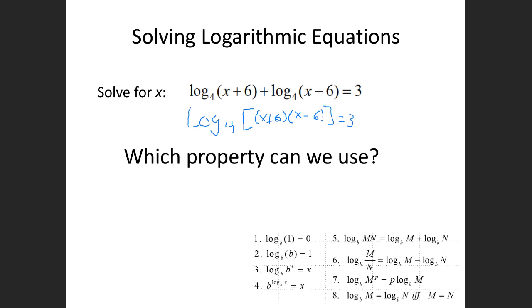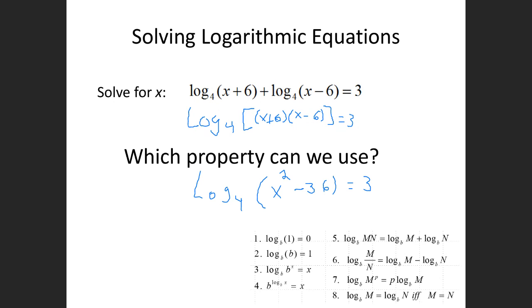Again, we can finish solving for this one. So we can factor this out. So we have the log base 4. If I do FOIL, it's going to give me x squared minus 6x, but then I have a plus 6x, which cancels, and I get a minus 36, is equal to 3.